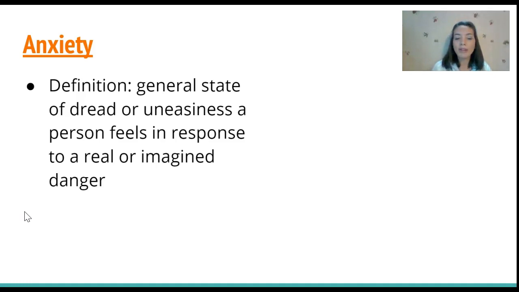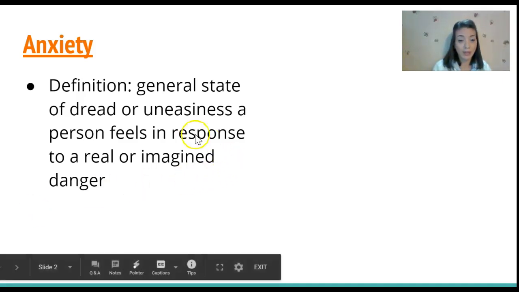And then with the definition, you want to think about anxiety as something that is very real, but it can also be something that you've conjured up, you've made up in your mind, and you're kind of dealing with the feelings, the thoughts that you have created for yourself in your own mind. So that's where that imagined danger part comes in.